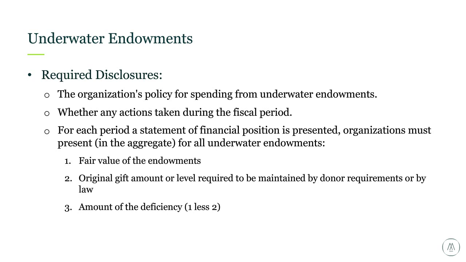So current GAAP is to disclose aggregate amounts by which funds are underwater. The new standard requires you to classify the underwater amounts of donor-restricted endowment funds in net assets with donor restrictions. The update also requires disclosure of the aggregate fair value of underwater funds, the original gift amount, or the amount required to be maintained by donor or law, and the amount of the deficiency. The disclosure should also include the governing board's policy and decisions made to spend or not spend from these funds.